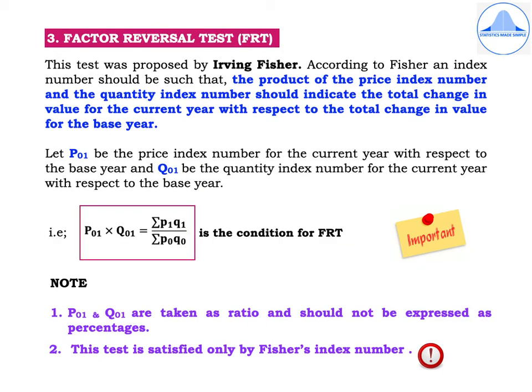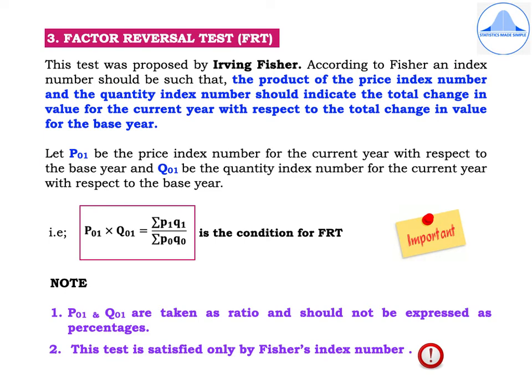The fourth test is the factor reversal test, or the FRT. This test was also proposed by Irving Fisher, and according to Fisher, an index number should be such that the product of the price index number and the quantity index number should indicate the total change in value for the current year with respect to the total change in value for the base year.